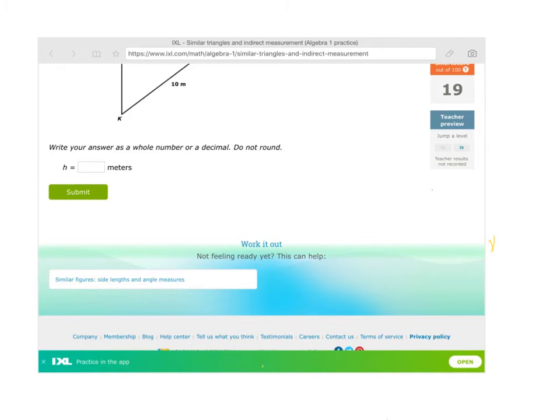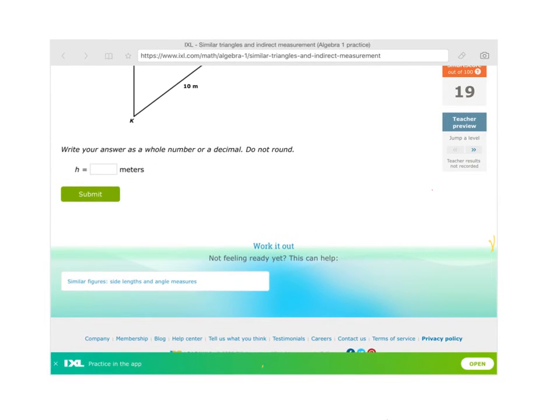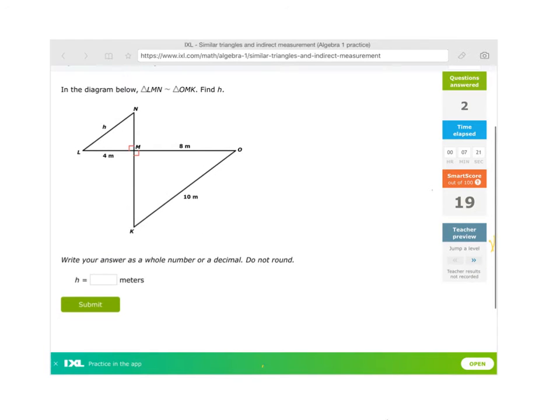Okay, so let's look at this diagram. In the diagram below, triangle LMN is similar to OMK, find H. So let's draw the two diagrams. It's always best to isolate them. You'll see that the question becomes much easier just by isolating the diagram.